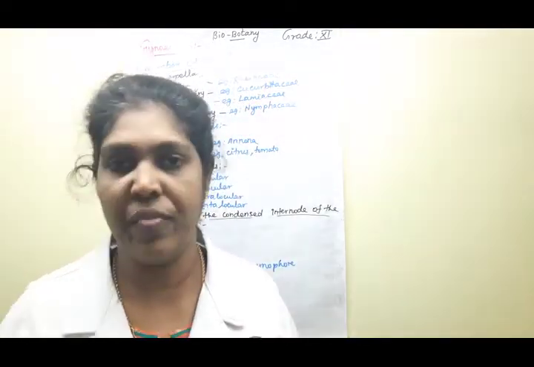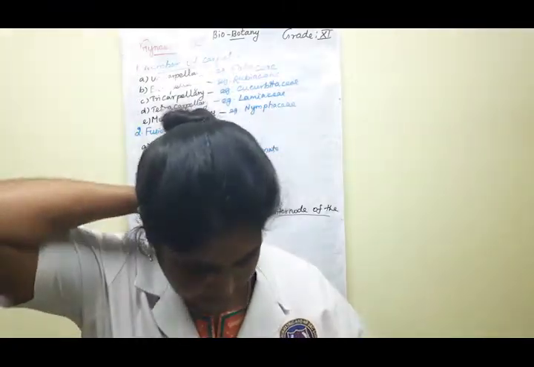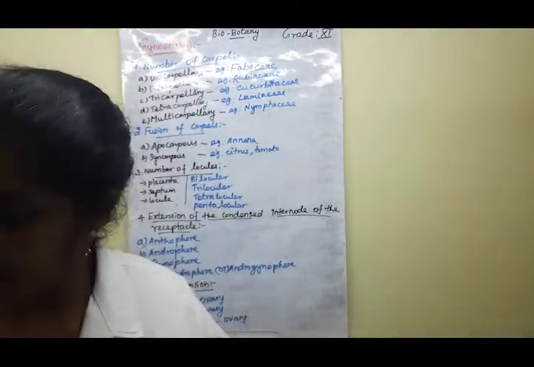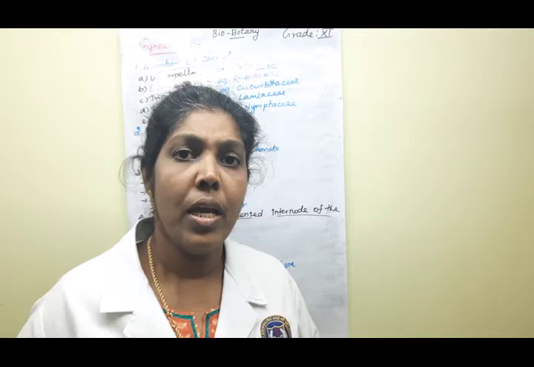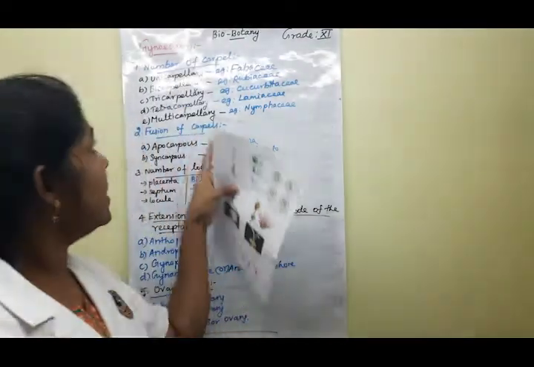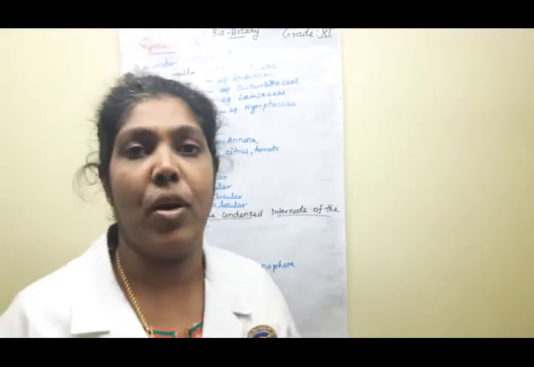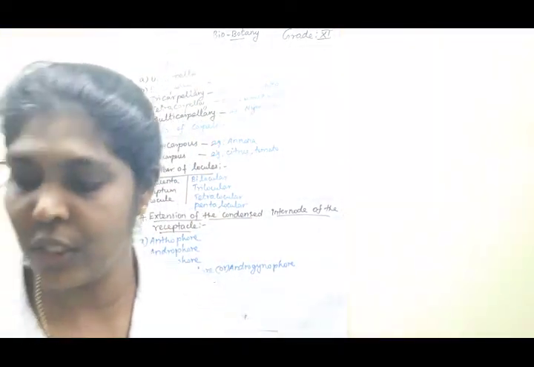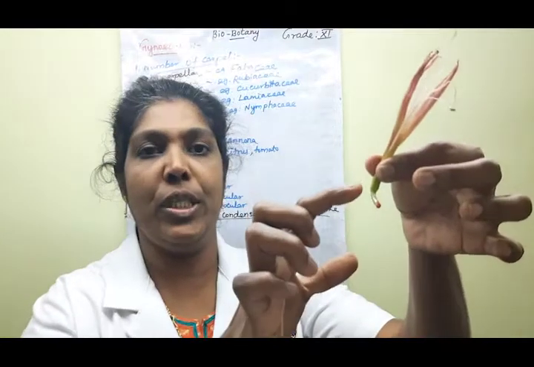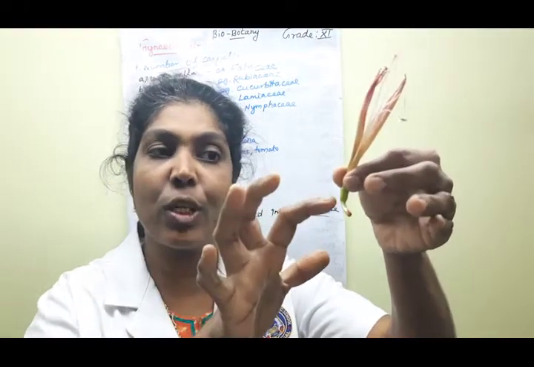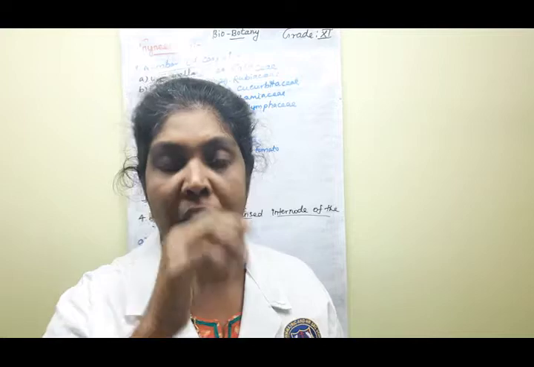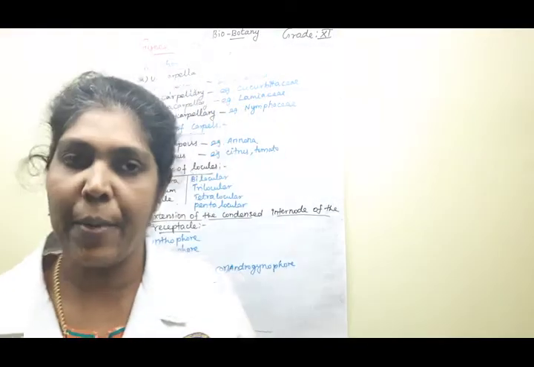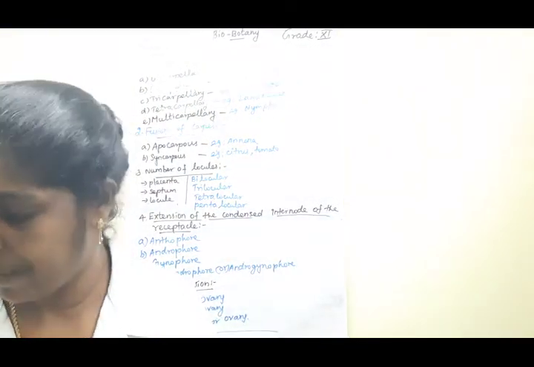Clear, children? So all of you listen carefully and answer me. Okay? Yes. The first topic is the number of carpels. If we take a cross section from this area of the ovary, we can clearly identify the number of carpels. So first I am going to tell you what is meant by carpel.